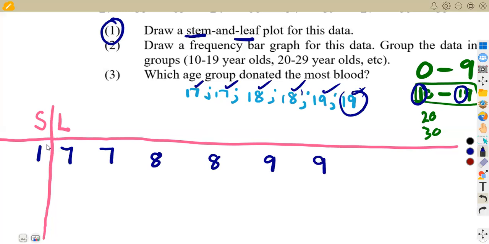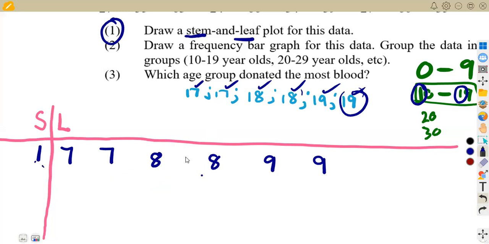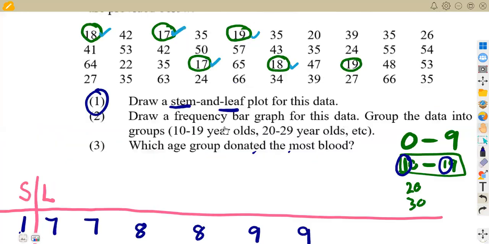So that if we read again, 17, okay. Let's go another one, 17, okay. Let's go another one, 18, okay. 1 and 8, 18, 1 and 9, 19, 1 and 9, 19. So these are the numbers that we are given, but it's just presented in another way, which is the stem and leaf plot. Okay, so these were the numbers that we had from 10 to 19, okay? Let's see.